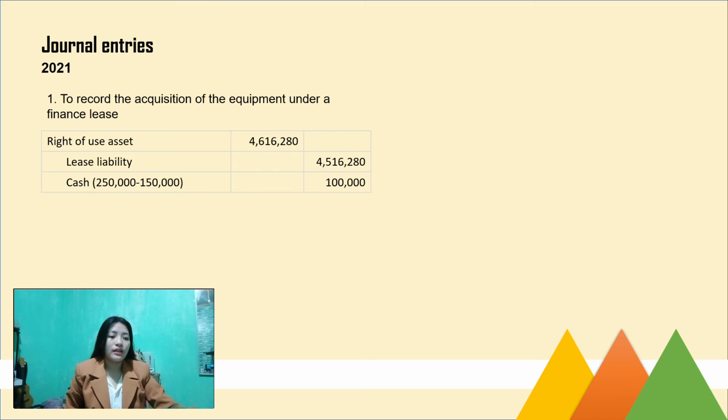Then, we credit the lease liability, 4,516,280, and the cash amounting to 100,000. So, yung mga amount naman dito ay na-discuss na natin dun sa computation kanina sa initial direct cost.